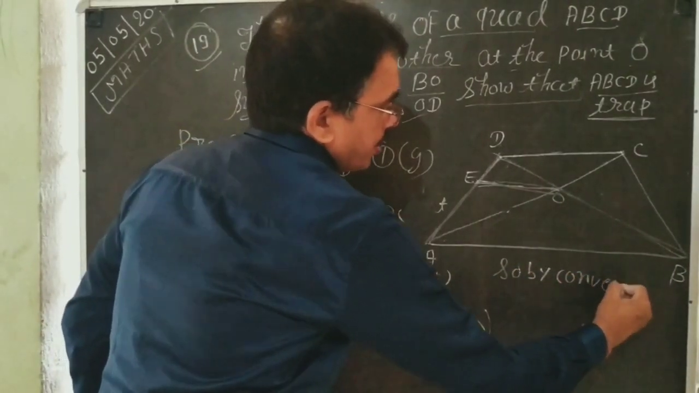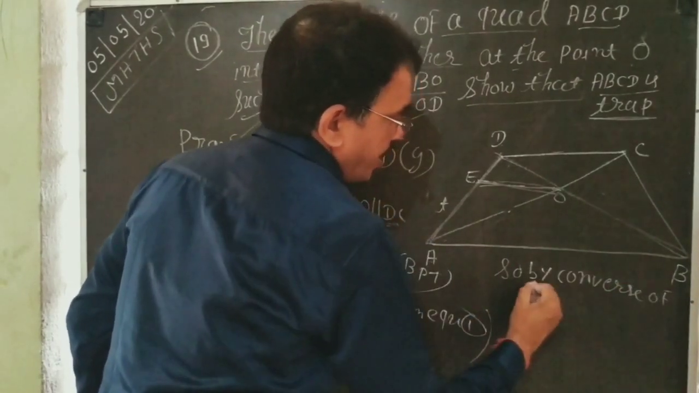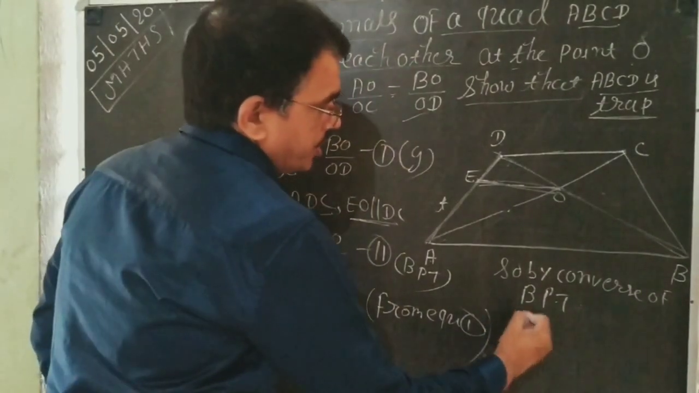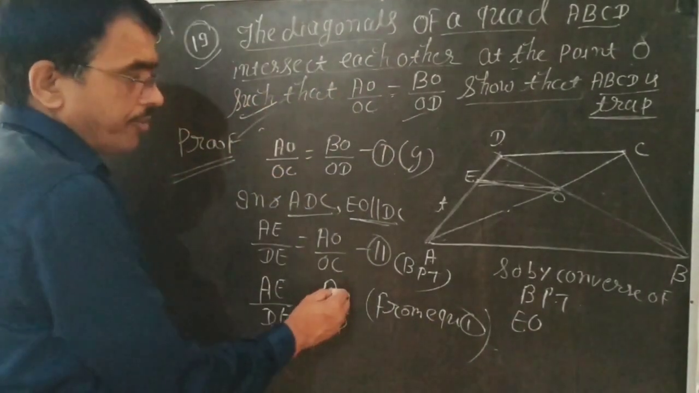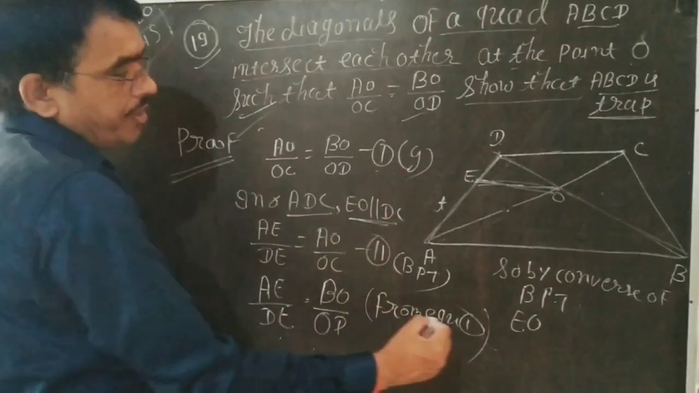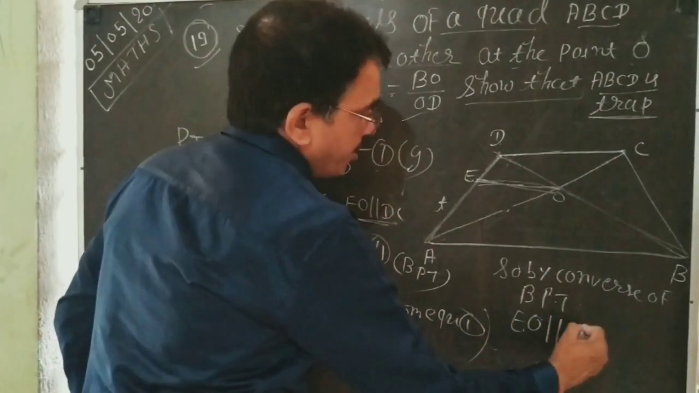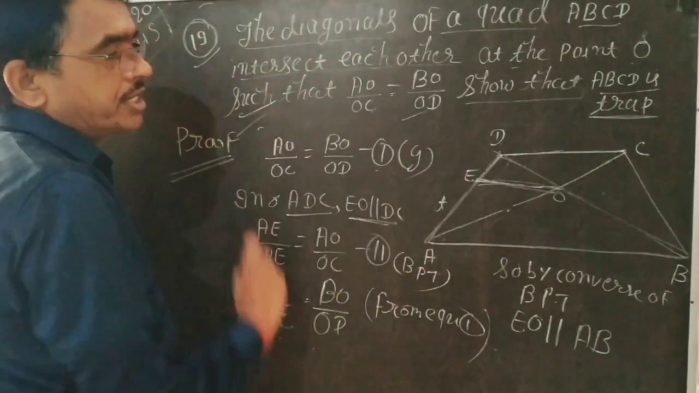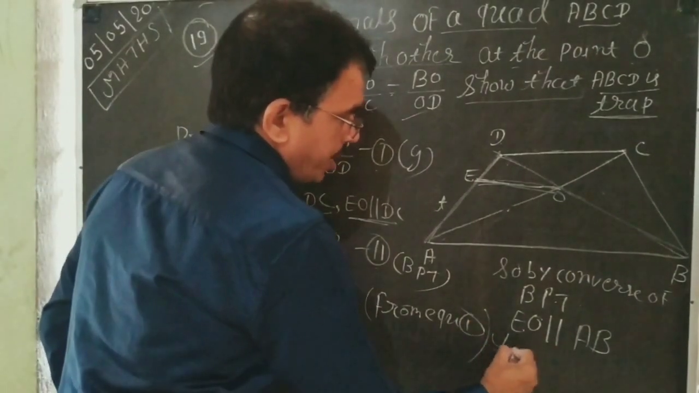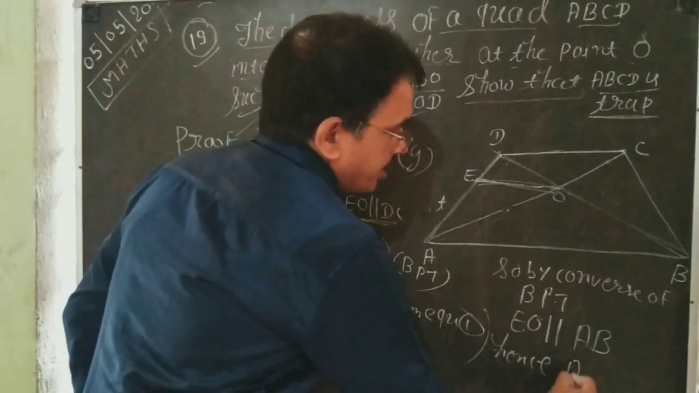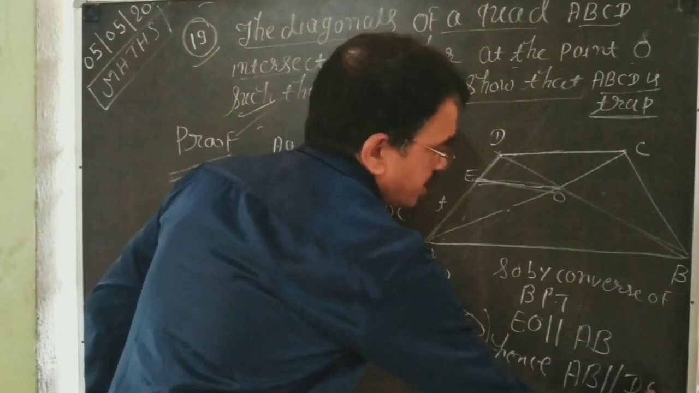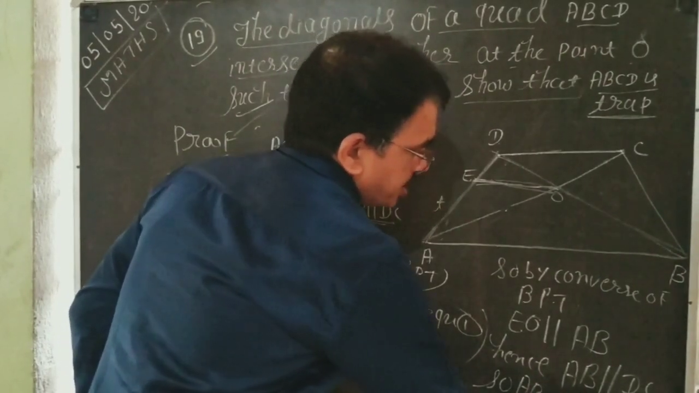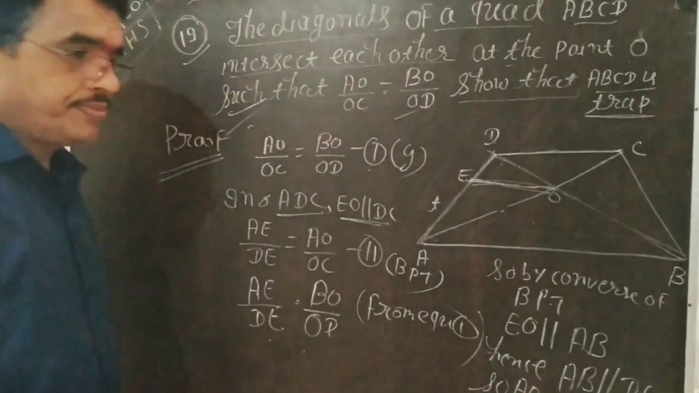converse of the basic proportional theorem, because these ratios are equal from equation first and second, you can write this EO is parallel to AB. But this EO is parallel to DC, given in construction. Hence, what do you conclude? Hence, we write AB is parallel to DC. So ABCD is a trapezium. That is your solution.